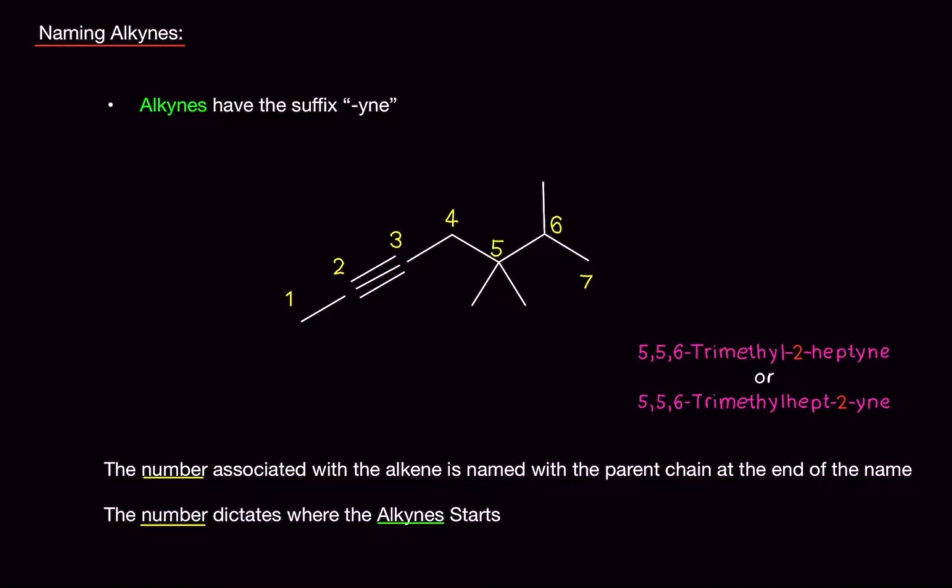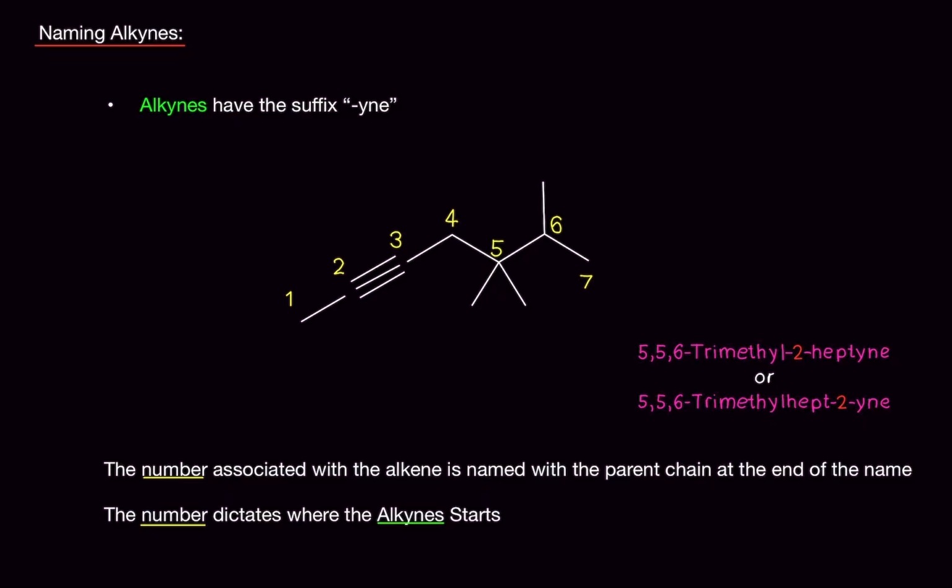Alkynes have the suffix "-yne" at the end. It's very important when you name alkynes, when you number the parent chain, that the alkyne, the triple bond, must be on the lowest numbered carbon possible. As you can see, we have 7 carbons in the parent chain here. Number 2 and number 3 belong to the alkyne, because we need to get it as low as possible.